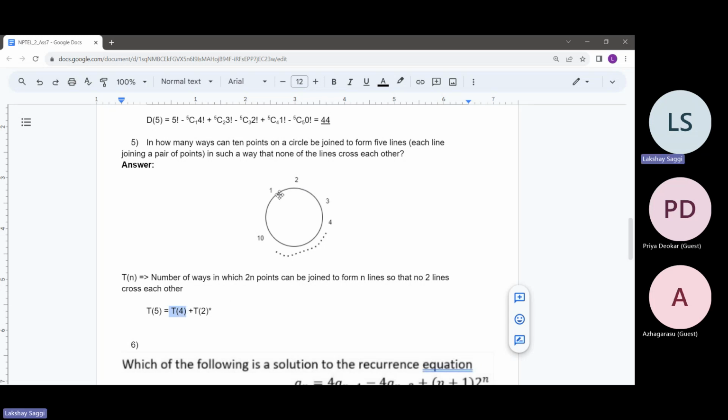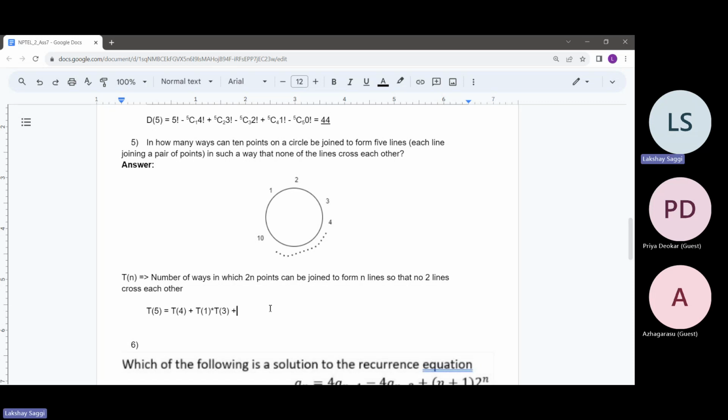And suppose instead this point 1 is paired up with point 4 here, instead of pairing up with point 2. If point 1 is paired up with point 4, at that point the circle splits into two halves. One half has 6 unpaired points. The other half has 2 unpaired points. So we need to form 3 lines in one half and 1 line in the other half. So this will be something like T of 1 for the half of 2 and 3. And since these two halves, upper and bottom halves, are independent, we can multiply their number of ways. So it will be something like T of 1 times T of 3.